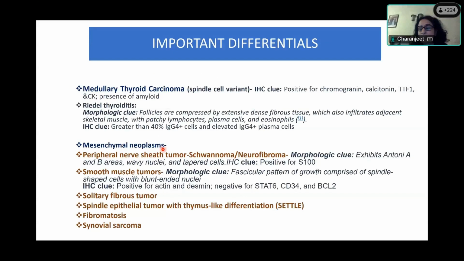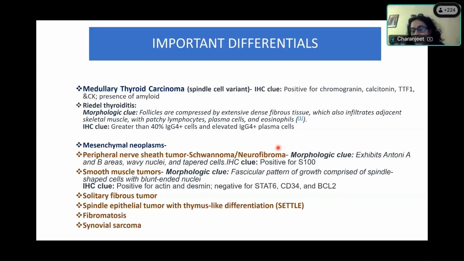Now one more thing you remember. Sometimes we have Riedel's thyroiditis. In Riedel's thyroiditis also, there is a lot of fibrous tissue, which can even infiltrate into the surrounding tissue. But Riedel's thyroiditis will present in a different manner. It will not present like the gross picture that I have shown you here. Now in mesenchymal tumors, you can have peripheral nerve sheath tumors like schwannomas, neurofibromas.